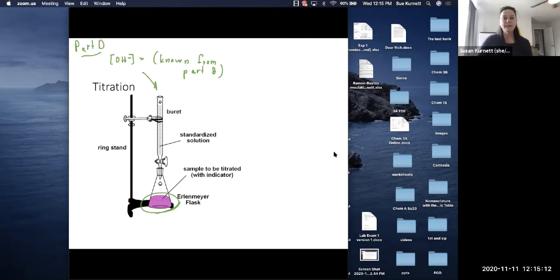And then in part D, you're going to be using that same concentration of hydroxide that you determined in part B, and this time you're going to have vinegar.